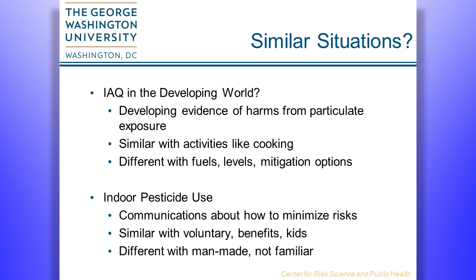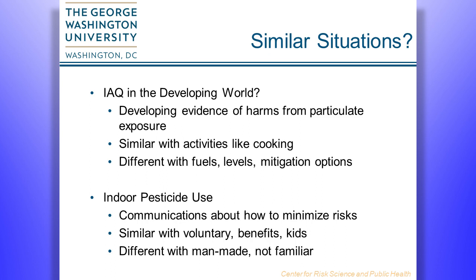It's possible that we could use the work that's been done in the developing world with indoor air quality. A lot of this is around particulate exposure, often from things like cooking or lighting, sometimes heating, but it's different because people are doing very different sorts of things. A lot of times it's because of biomass fuels. The levels found there are considerably higher than are found in most U.S. situations, and the mitigation options are a little bit different. Often it's changing things like a cooking fuel.